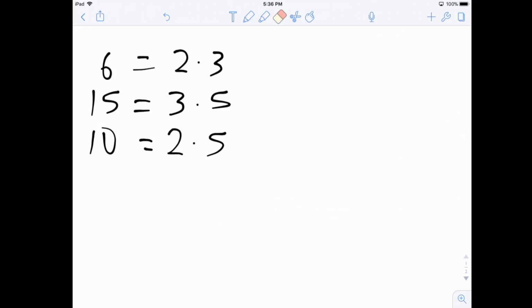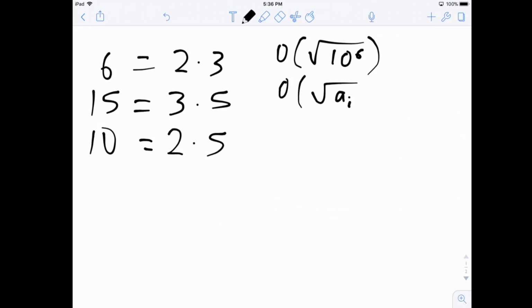So for every value a of i in the input, we'll just find all the prime divisors. And this can be done in square root of a of i time. And a of i is at most 10 to the 6. So in O of square root of 10 to the power 6 time, where 10 to the power 6 is the max value of a of i, we can find all the 2 prime factors.